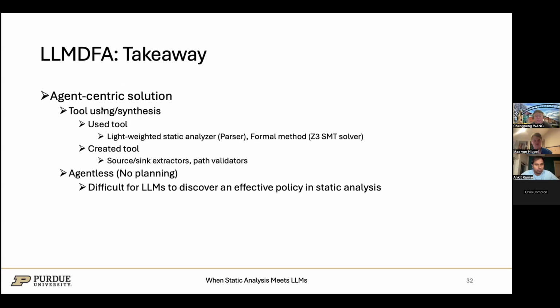regarded as an agent because we do not have the planning ability, right? The whole workflow is determined by ourselves according to our domain knowledge of static analysis and data flow analysis. So someone called it agentless, because an agent without the planning ability is agentless. I'm not sure whether it is possible for a general reasoning model or agents to solve program analysis problems.